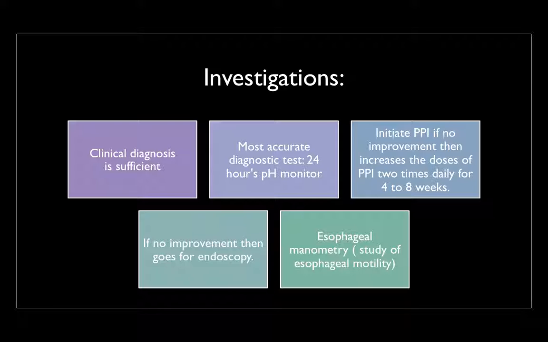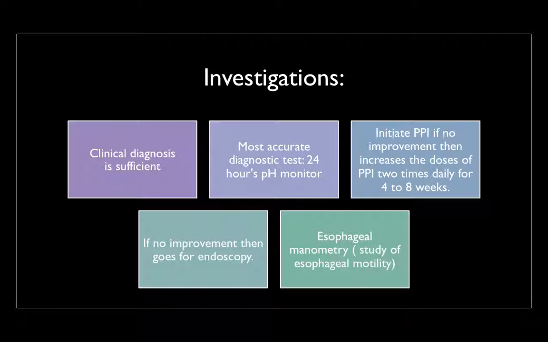Then simultaneously, we have to initiate proton pump inhibitors. Initiate PPI, and if no improvement, increase the dose of PPI to 2 times daily for 4 to 8 weeks. So first of all, you start the PPI, then if there is no response, you double the PPI dose, giving it 2 times daily now for approximately 4 to 8 weeks. If after PPI twice daily for 8 weeks your patient is still not getting better, he is an ideal candidate for endoscopy.